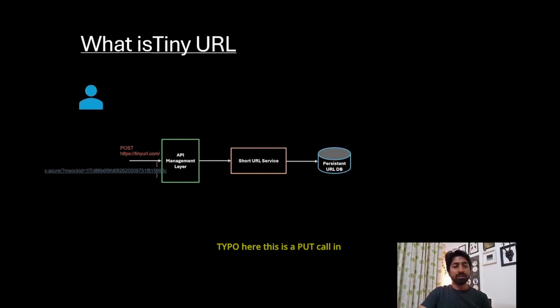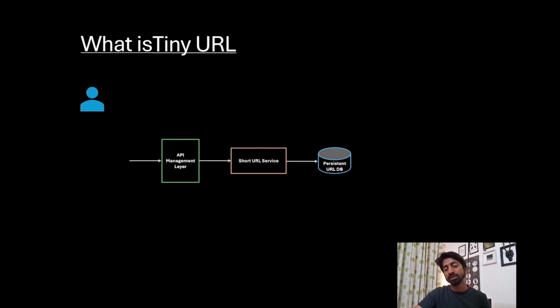When the request comes to the backend, the API management layer receives that request. This is the first layer of our service. You can think of it like when we create RESTful services in Java and use Spring frameworks, we create controllers, right? You can think of the request as coming to the controller layer. Once the request is received by the API management layer, it passes on that payload to the short URL service. Once that request is received by the short URL service, it generates the tiny URL and saves it to the persistent URL DB.